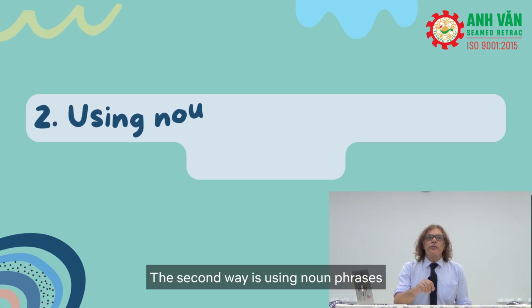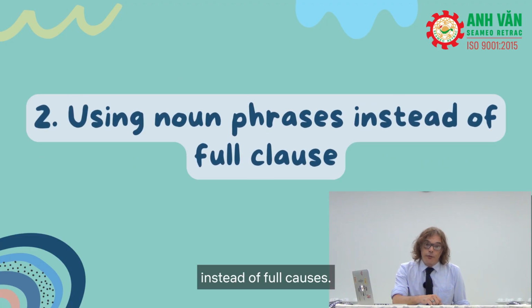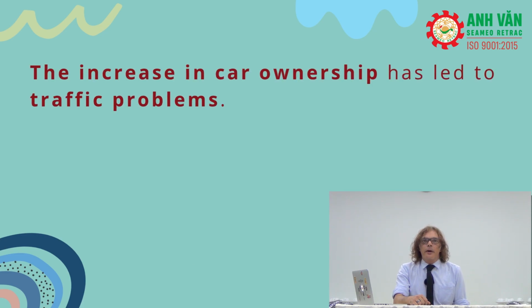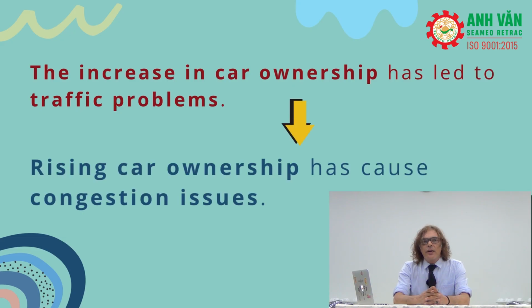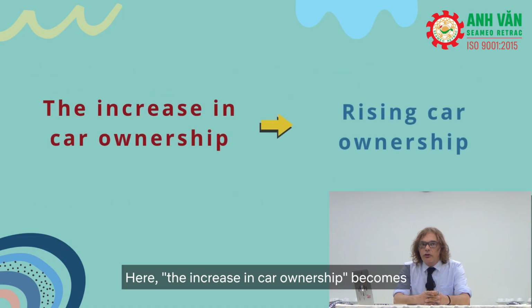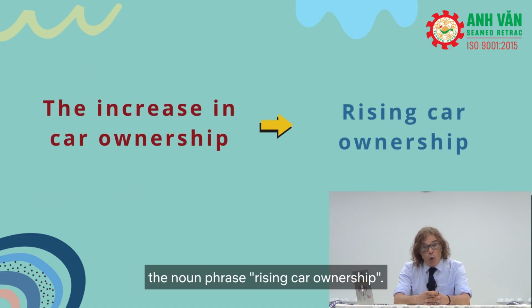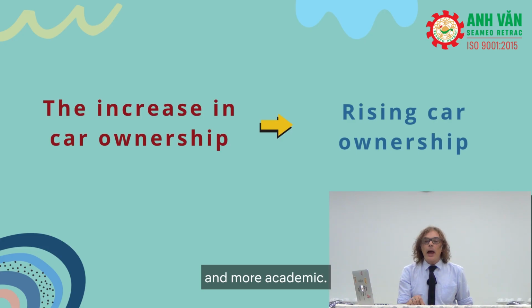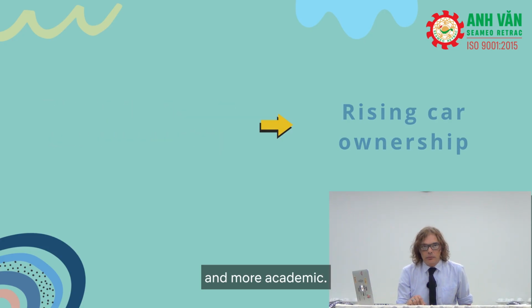The second way is using noun phrases instead of full clauses. Let's take this example. The increase in car ownership has led to traffic problems. We can rewrite it as, rising car ownership has caused congestion issues. Here, the increase in car ownership becomes the noun phrase rising car ownership. This change makes the sentence shorter and more academic.